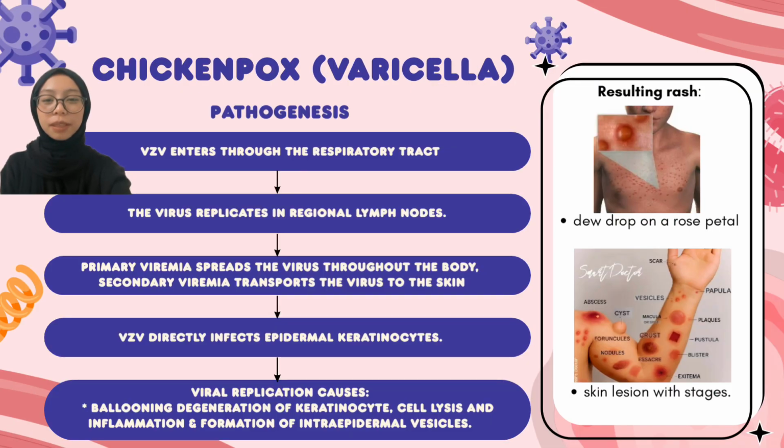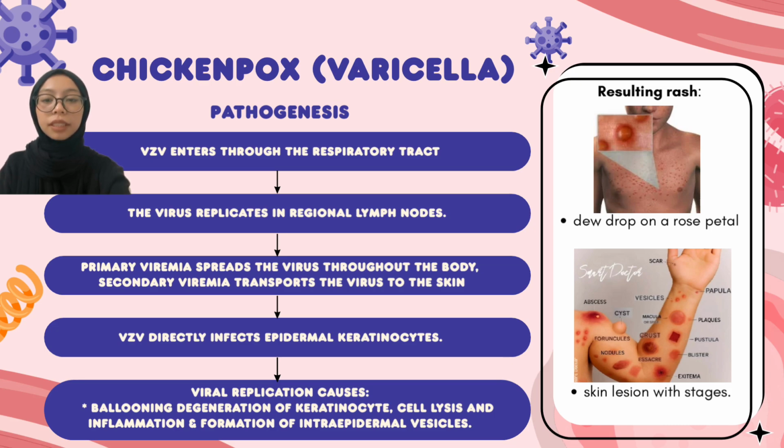So next, I'm going to talk about the pathogenesis of chickenpox. First, the VZV virus will enter through the respiratory tract. Then the virus will replicate in the regional lymph node. Then the primary viremia spreads the virus throughout the body, while the secondary viremia transports the virus to the skin. Then the VZV virus will directly infect the epidermal keratinocytes. This replication will cause ballooning degeneration of keratinocytes. Then it will cause cell lysis and inflammation. And lastly, formation of intraepidermal vesicles.